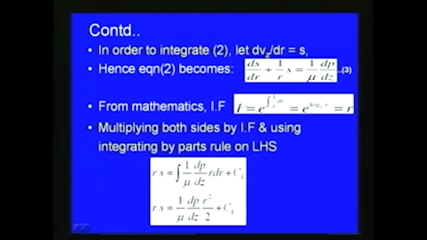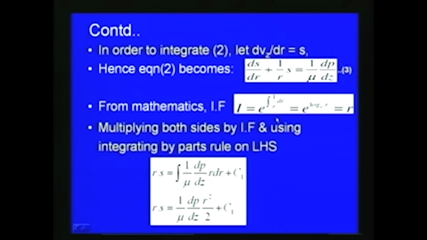Now from mathematical textbooks we can assume the integrating factor I is equal to e to the power integral of 1/r dr. This is equal to e to the power log e r, that is equal to r. So we assume the integrating factor I is equal to r. Now we will multiply both sides of equation number 3 by this integrating factor, and then use the integration by parts rule on the left hand side of this equation.